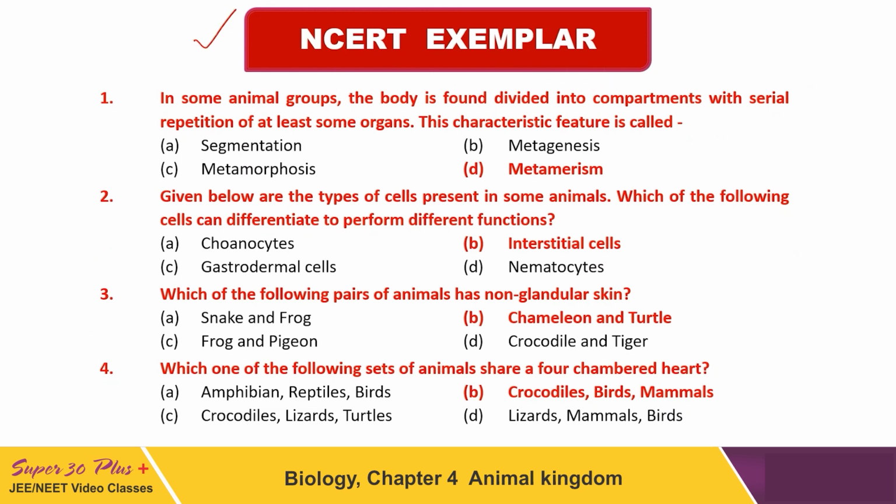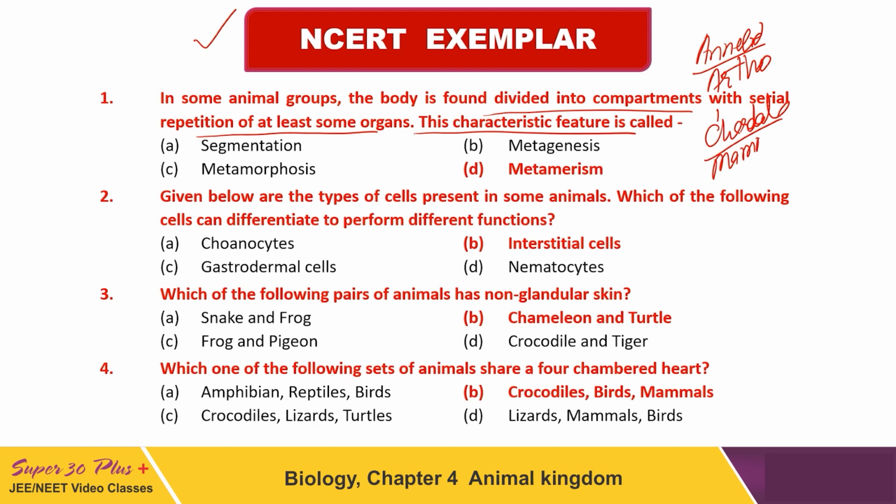We have to revise what you have done so far, how much you are going to remember. The first question is, in some animal groups, the body is found divided into compartments with serial repetition of at least some organs. This characteristic feature is called. Try to understand. I told you right now, segmentation is present in annelids, arthropods, and chordates.